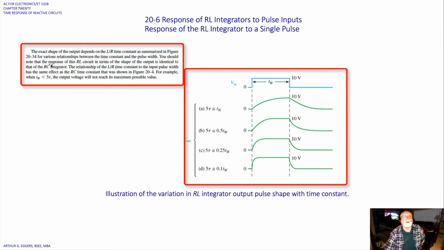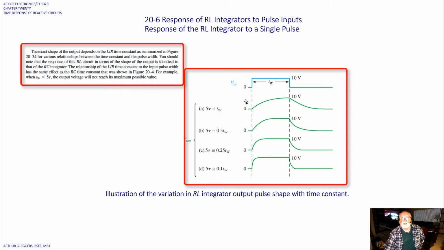You should note that the response of this RL circuit, in terms of the shape of the output, is identical to that of the RC integrator. The relationship of the inductor-to-resistor time constant to the input pulse width has the same effect as the RC time constant that was shown in 20-4. For example, when the pulse width is less than 5 time constants, the output voltage will not reach its maximum possible value.